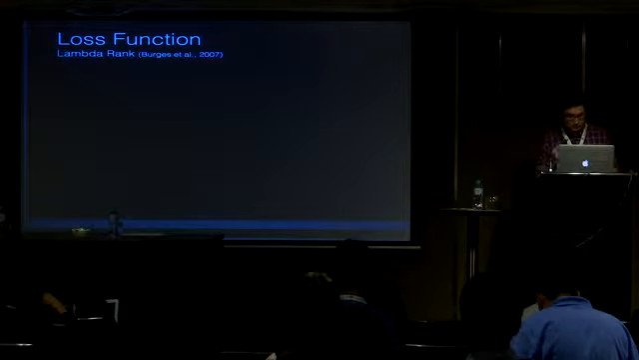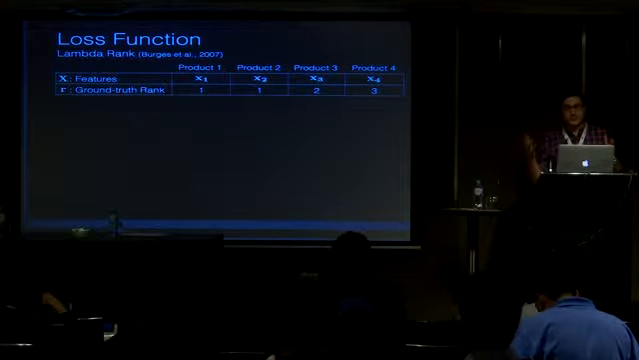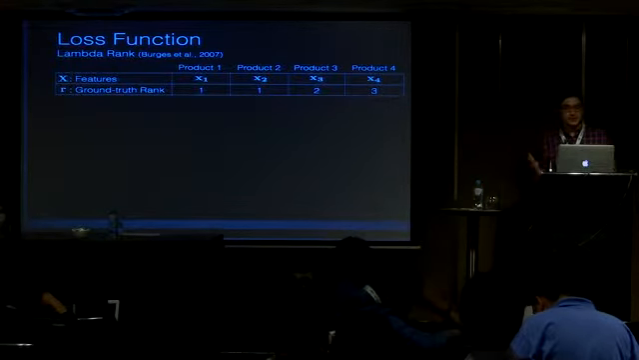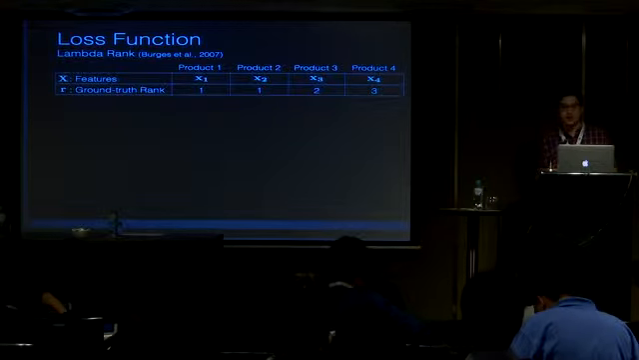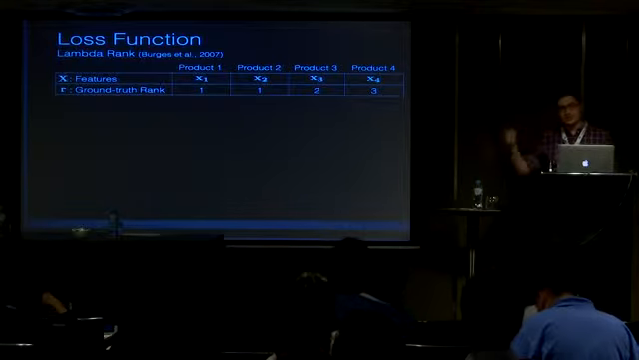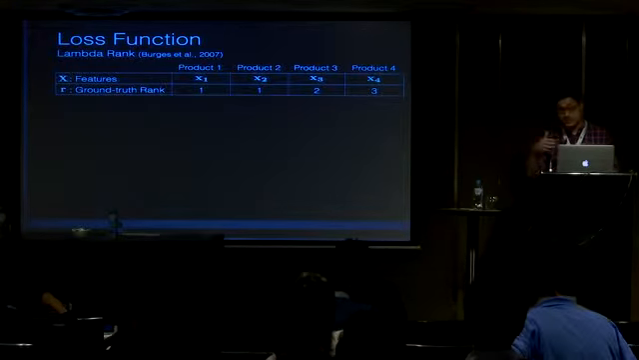So let me walk you through it. Suppose we have one list of 4 products, and each of them is associated with some feature vector, x1 to x4, and then we have the ground truth rank. We know that the first 2 products should be ranked higher than the third and the fourth, and then the third should be ranked higher than the fourth one.